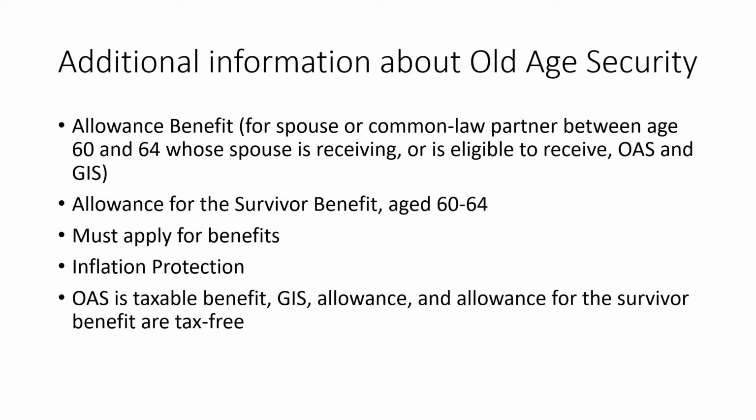Additional information about old age security. Allowance benefit is for spouse or common law partner between age 60 and 64, whose spouse is receiving or is eligible to receive OAS and GIS. Allowance for the survivor benefit is also from age 60 to 64. You must apply for the benefit. The benefit is inflation protected. This means they are adjusted every quarter.